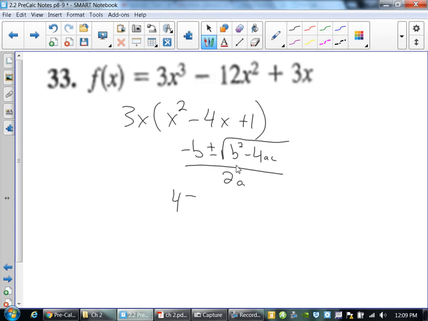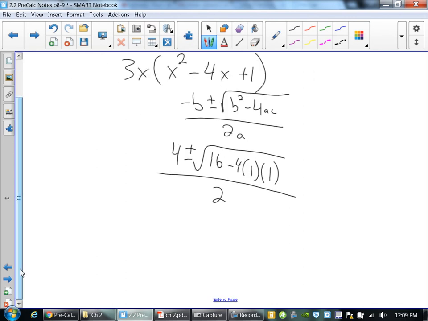Anyway, so you get 4 plus or minus the square root of 16 minus 4 times 1, all over 2. So in this case, you get 4 plus or minus the square root of 12 all over 2. We okay with that? Remember how to simplify the square root of 12? 2 root 3. So you have 4 plus or minus 2 root 3 all over 2. So your zeros would be at 2 plus or minus root 3.